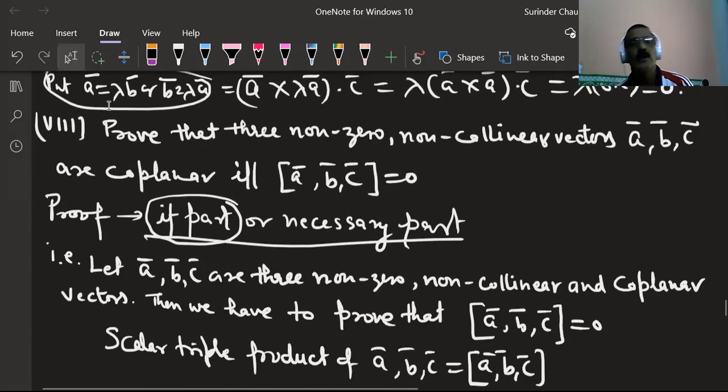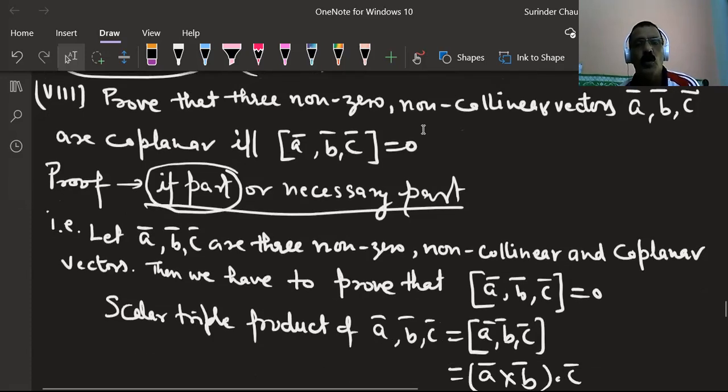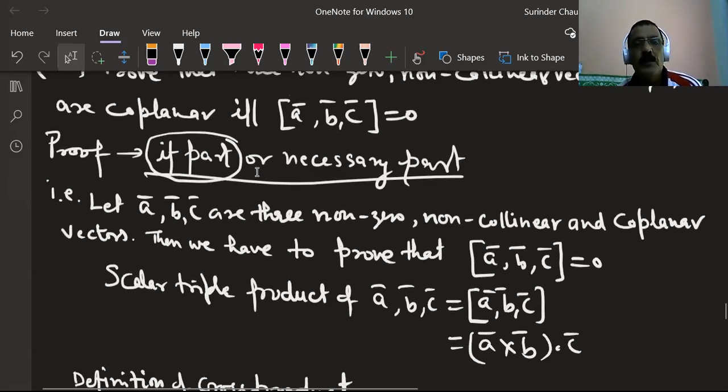And the last property is: the necessary and sufficient condition for three non-zero and non-collinear vectors to be coplanar is that their scalar product must be equal to 0. What is the statement? For three non-zero and non-collinear vectors to be coplanar, their scalar product must be equal to 0. So necessary and sufficient means the if part and the only if part.